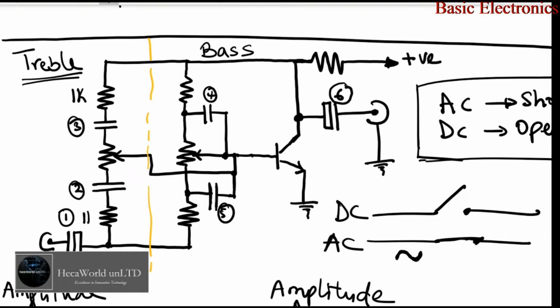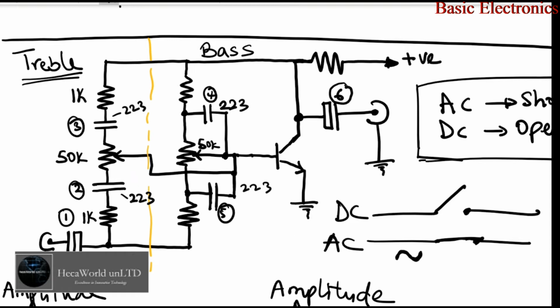Also here is a 1 kilo ohm resistor, and the one in the middle is the 50 kilo ohm variable, same as here, 50 kilo ohm variable. And this is 223, that is also 223, all the 223, all these capacitors are 223 each.